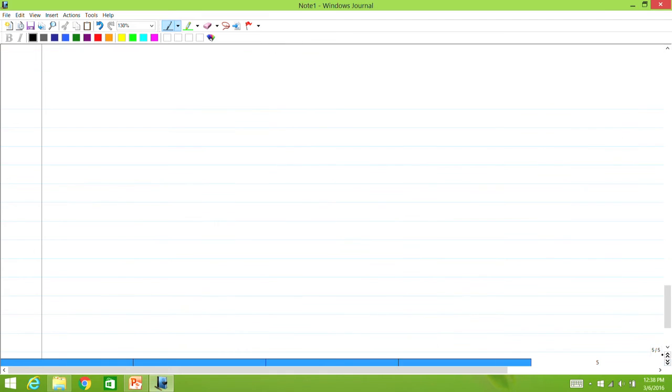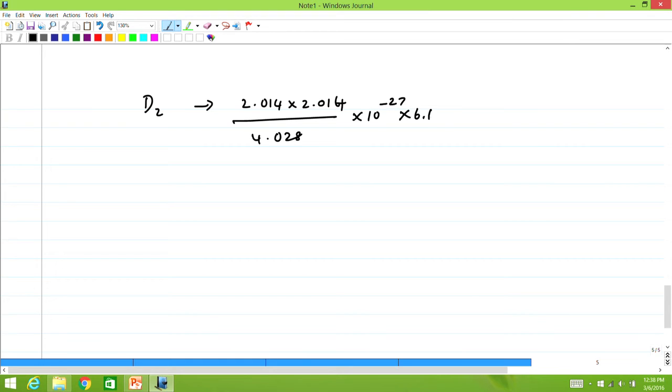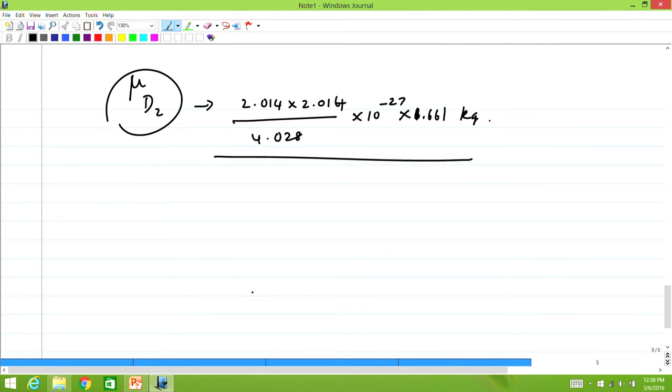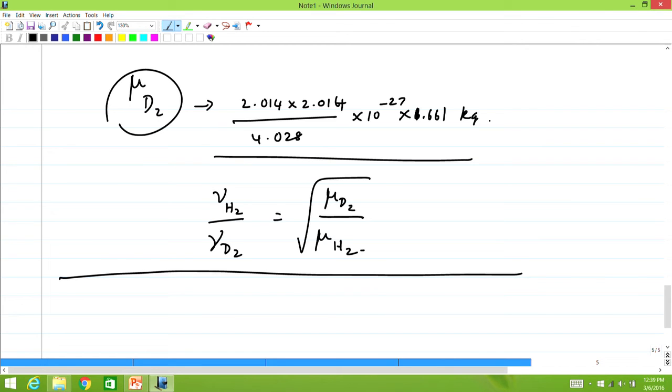Now, it is the same thing that you have to do for D2. For D2, you would use 2.014 times 2.014 divided by 4.028 times 10 to the minus 27 times 1.661 kilograms. Therefore, the mu of D2 is given by this number. Then the frequency of H2 divided by the frequency of D2 is the square root of the mu of D2 divided by the mu of H2. These are simple manipulations of the harmonic oscillator frequencies and also the isotopic concepts that vibrational and rotational frequencies depend on the isotopic mass of the individual atoms.